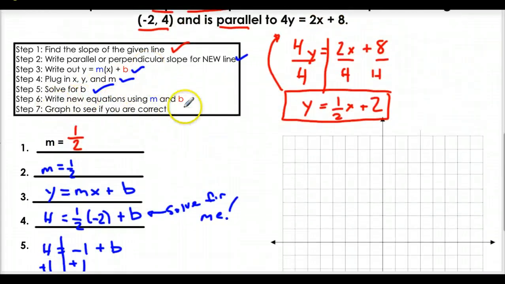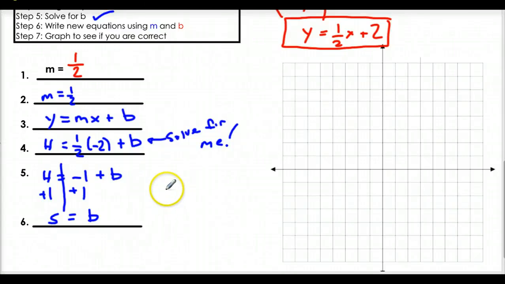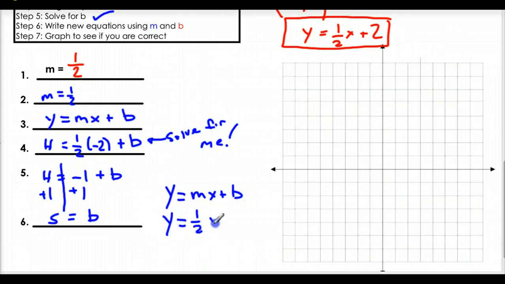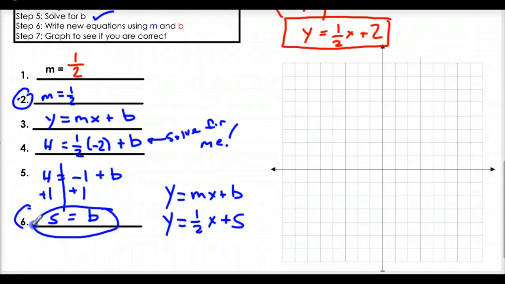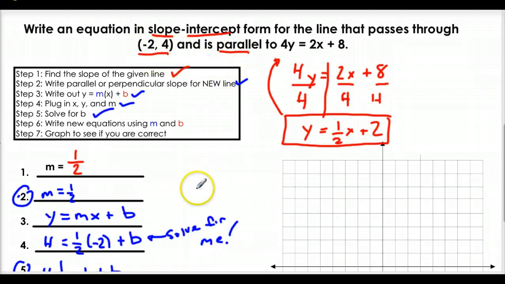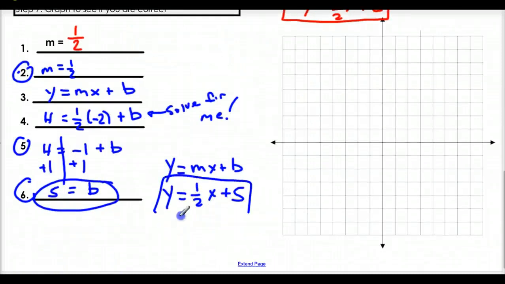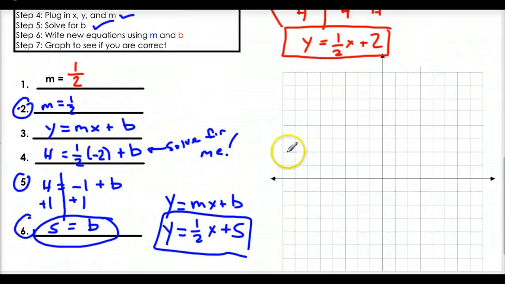Now we're going to write our new equation using m and b. So once again, it's going to have to be in this form: y = mx + b. And we found our new slope to be 1/2. So our parallel slope is going to have to be 1/2 x, and our new b is 5. So our new equation that is parallel to our original and goes through the point (-2, 4) would be y = 1/2 x + 5. Now let's check to see if we pulled it off.